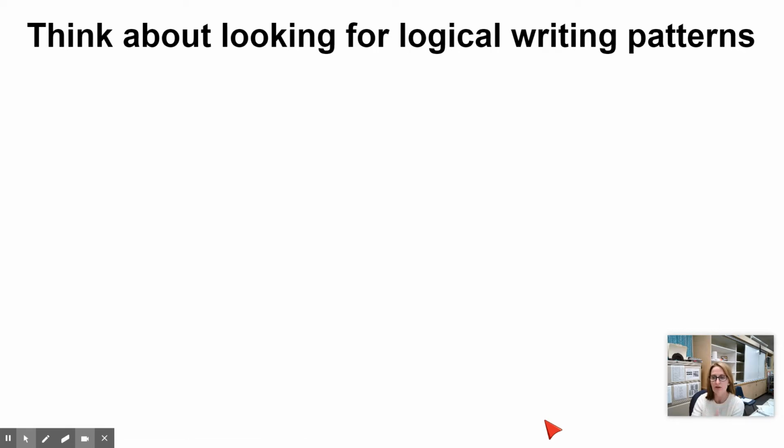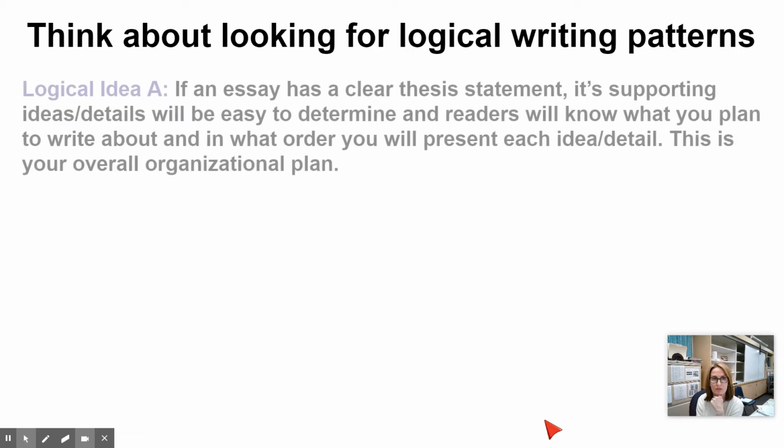Okay, we are pattern programmed as human beings. We like patterns, we look for them, we respond to them. So it makes sense that we want to use logical patterns in our writing. Therefore, readers will respond positively to those patterns.